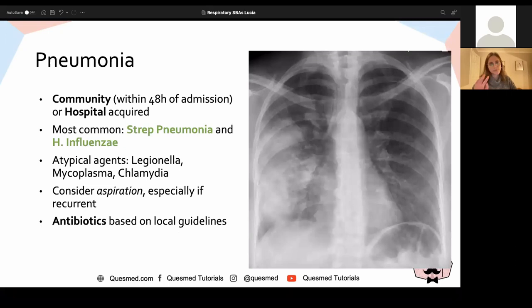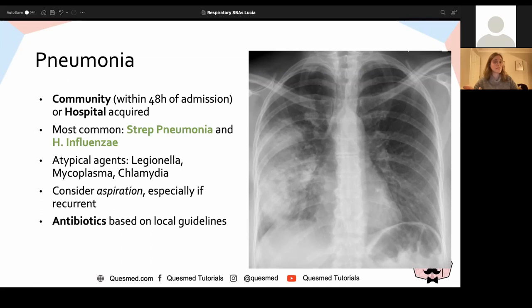So just touching upon pneumonia, it's divided usually into community-acquired pneumonia or hospital-acquired. Remember, it counts as community-acquired if it becomes overt within 48 hours of admission. And hospital-acquired can be if the patient has been discharged within 2 weeks, if they come back into hospital and they were in hospital recently. So worth bearing in mind these definitions.